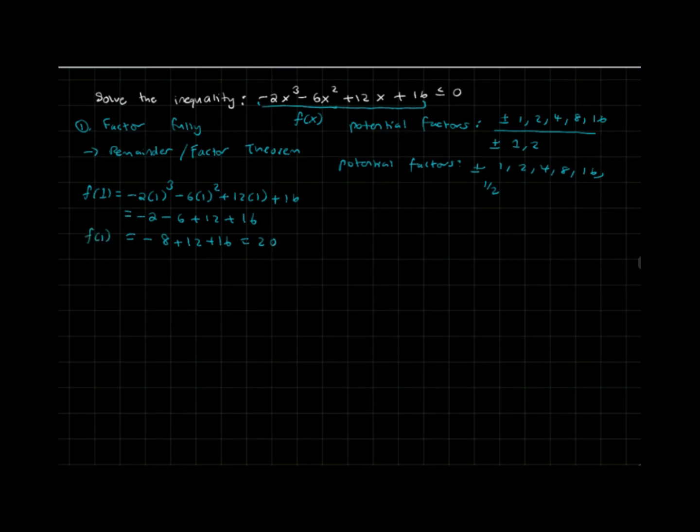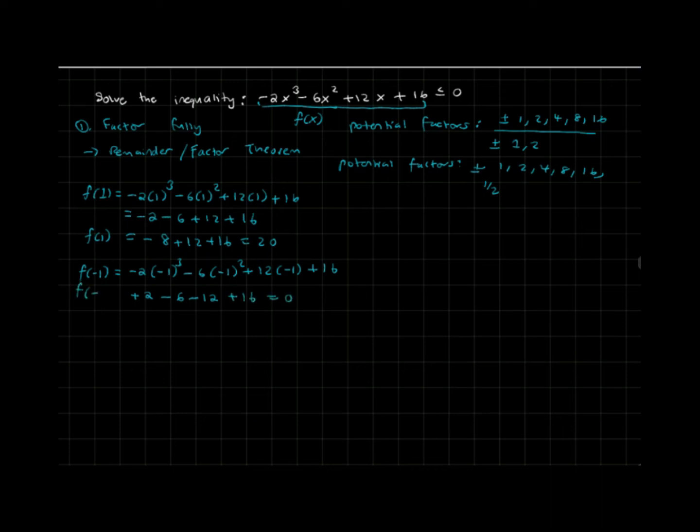So we're still using remainder theorem. Let's do f of negative 1 just to test it. We have negative 2 times negative 1 cubed minus 6 times negative 1 squared plus 12 times negative 1 plus 16, right? You get positive 2 minus 6 minus 12 plus 16, and this actually gives you 0.